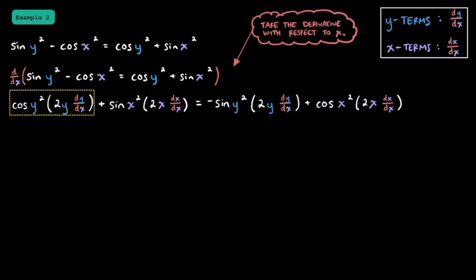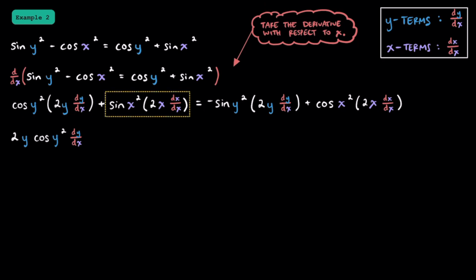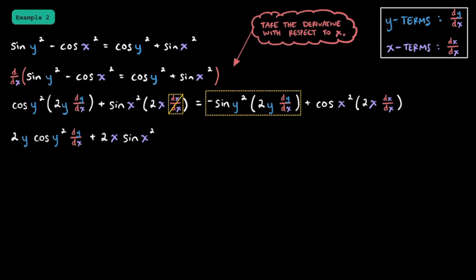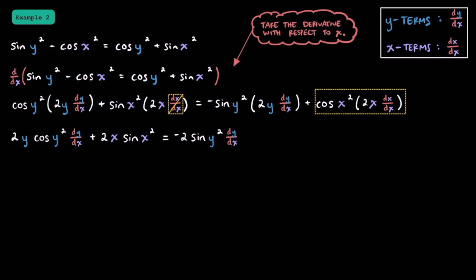Just rearranging this a bit, we can write 2y times cosine of y squared dy/dx, and cleaning this up a bit, we can drop this dx/dx, since it's just equal to 1, and we'll get 2x times sine of x squared. Looking on the right side, we can rearrange this term and write negative 2 times sine of y squared dy/dx, and looking at this final term, this dx/dx, we can drop and write plus 2x times cosine of x squared.